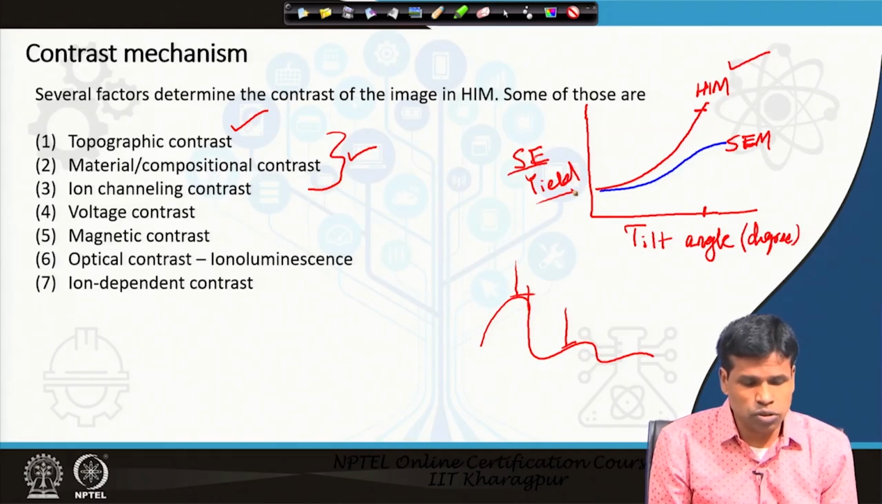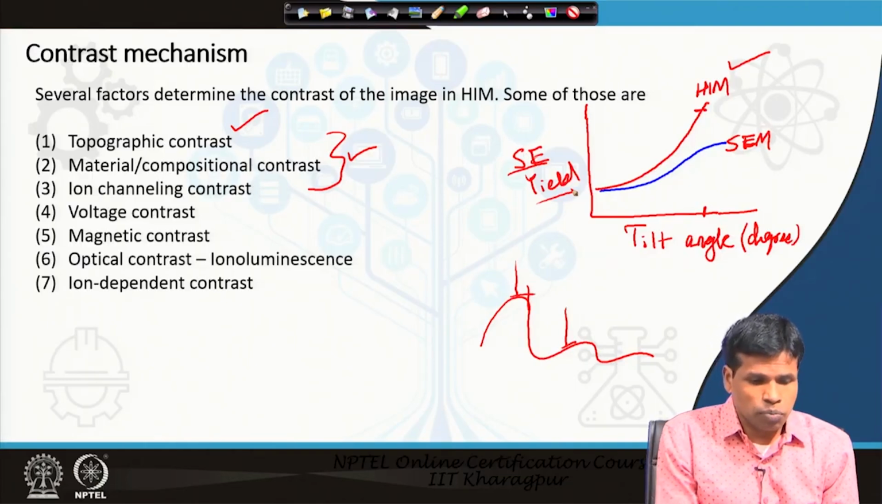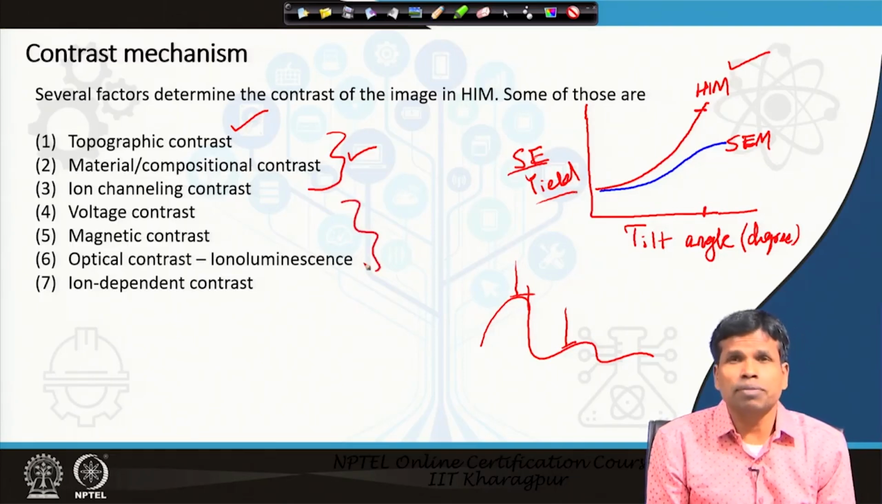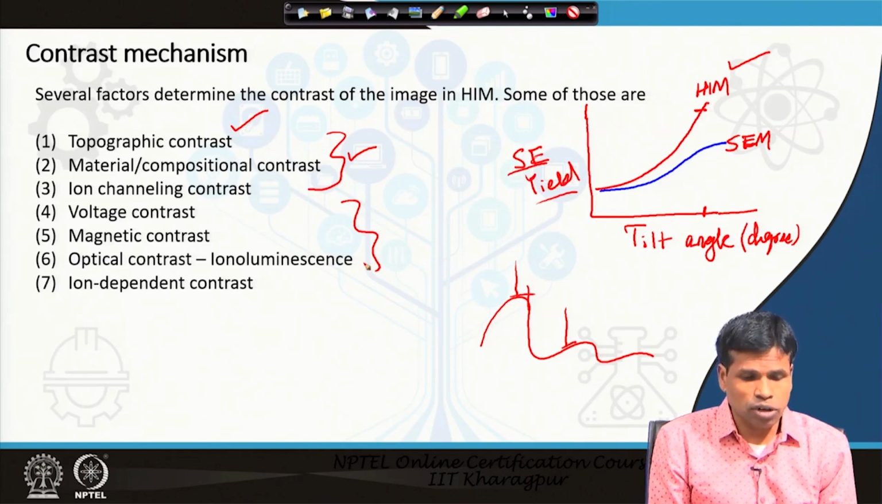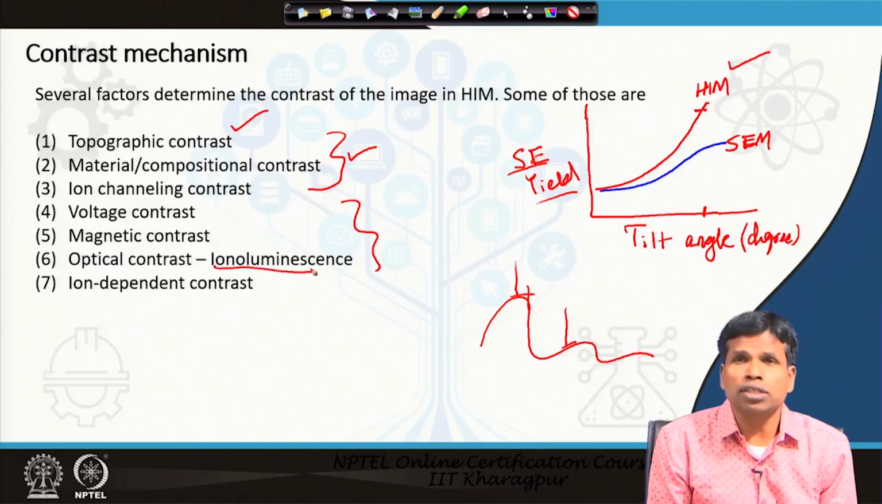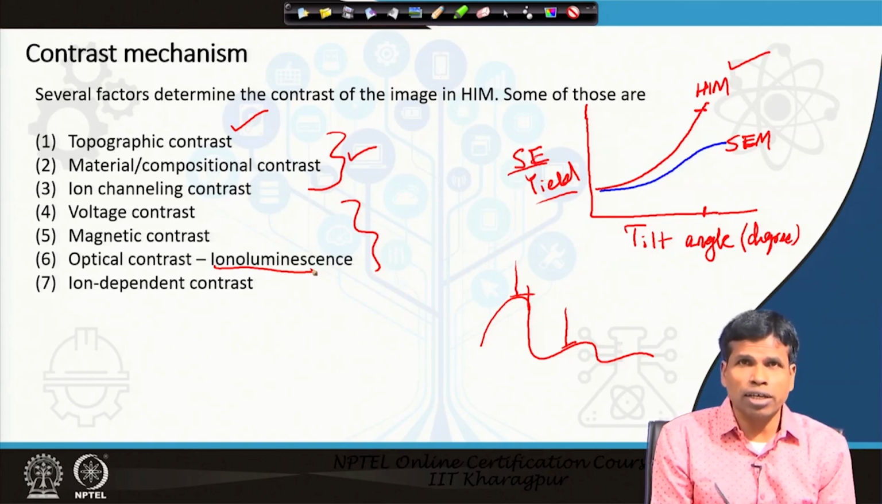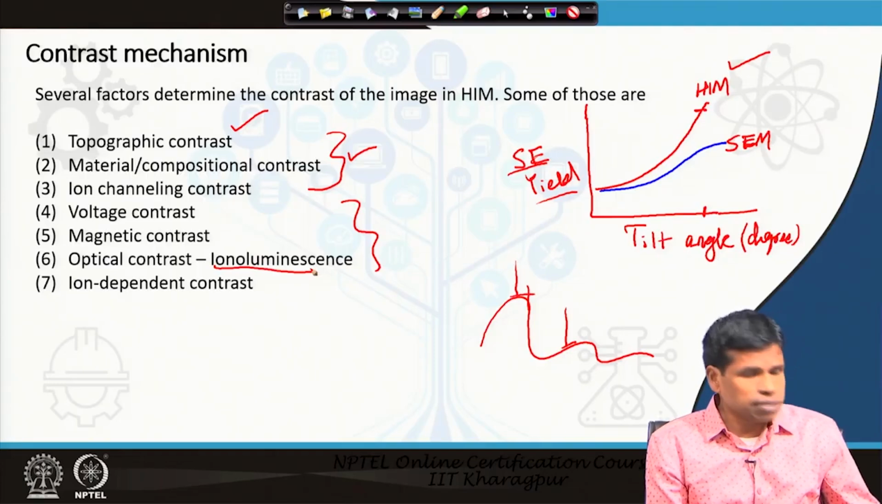Similarly, ion channeling contrast is almost similar to that of the scanning electron microscope. When the material is amorphous or crystalline, depending upon the orientation, the channeling contrast occurs. Voltage contrast, magnetic contrast, and optical contrast are all similar to those of the scanning electron microscope, so I will not discuss those; we covered them in our scanning electron microscopy part. In scanning electron microscopy we say cathodoluminescence because electron bombardment was occurring, but here in the helium ion microscope we say ionoluminescence because helium ions are incident on the specimen surface.